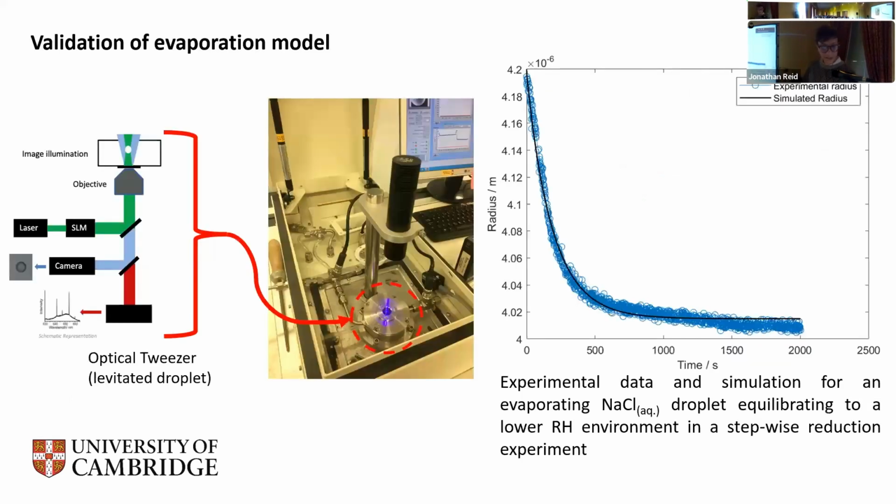In terms of validation of that series of coupled differential equations, I actually did some experiments in Bristol with optical tweezers, and I was very happy about this actually. The circles on the right here are the experimental values for an experiment where I had a droplet that contained water and salt evaporating to equilibrate to a new relative humidity. And then my simulated radius for that using those equations is actually this black line running along through here. So I was quite happy with that.